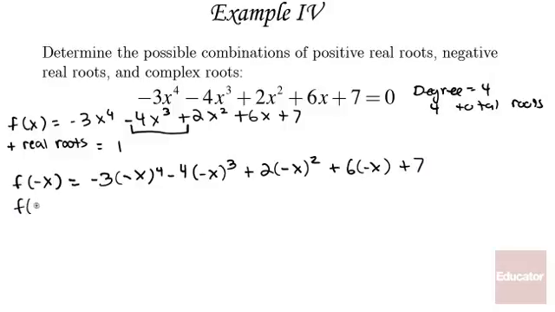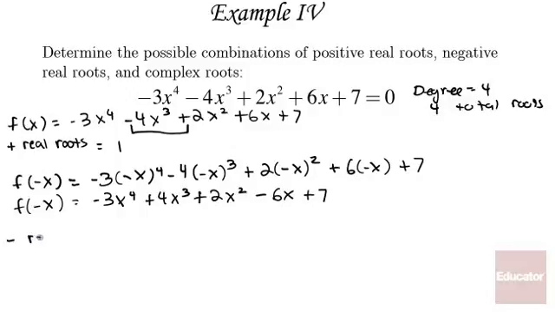Okay, this gives me f of negative x equals, well, negative x to the 4th power becomes positive. So I have negative 3x to the 4th. Here, negative x cubed is going to remain negative as a coefficient, times negative 4, that's going to become positive. So this is going to give me plus 4x cubed. Negative x squared is going to give me positive x squared times 2. So that's plus 2x squared. 6 times negative x, negative 6x plus 7.